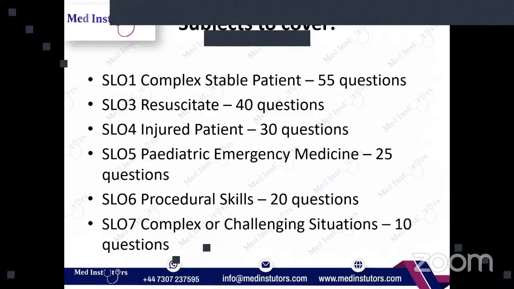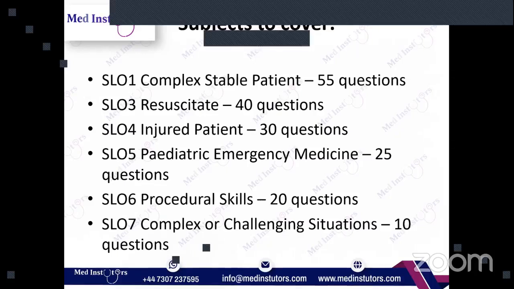So this is the breakdown of the topics of the questions which are being tested in the MRCEM intermediate exam. The SLO is the subject learning objectives. So you have seven subject learning objectives which will be tested in the exam. The major portion consists of 55 questions.